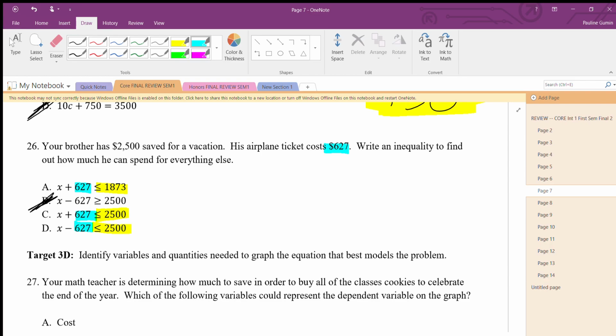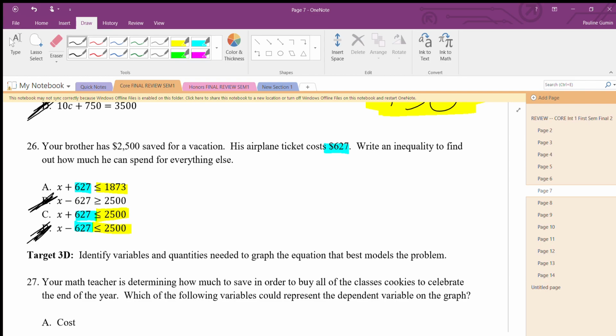Now let's think about it. When we take 627, do we spend that money from an unknown total, or do we have an unknown amount to combine it with? Now we know how much that total is, and it's 2,500. So we can't be taking it out, so it can't be subtraction. So letter D is out. Okay, so now we have to think about this, letter A or letter C.